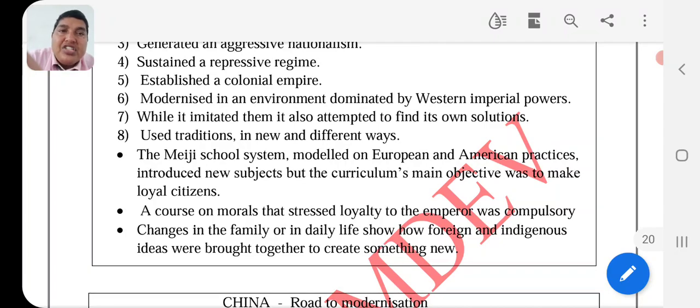The Meiji school system was modeled on European and American practices and introduced new subjects, but the curriculum's main objective was to make loyal citizens. Next, a course on morals that stressed loyalty to the emperor was compulsory, and changes in families and daily life showed how foreign and indigenous ideas were brought together to create something new.